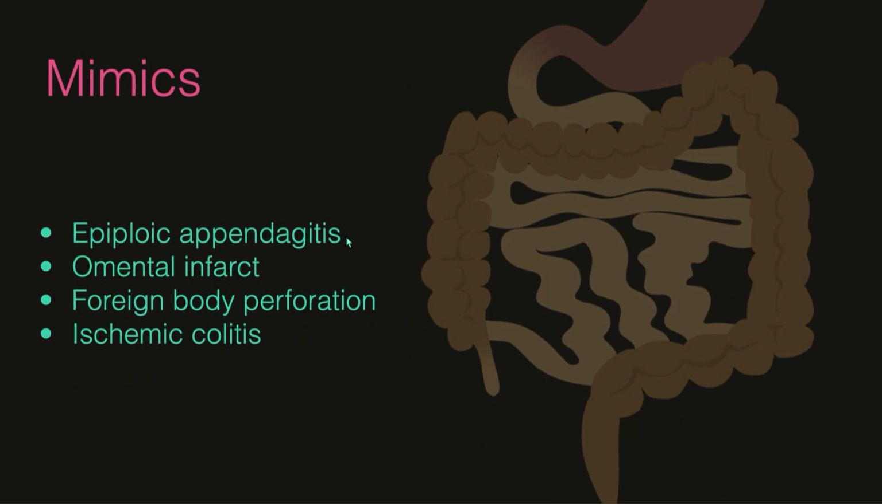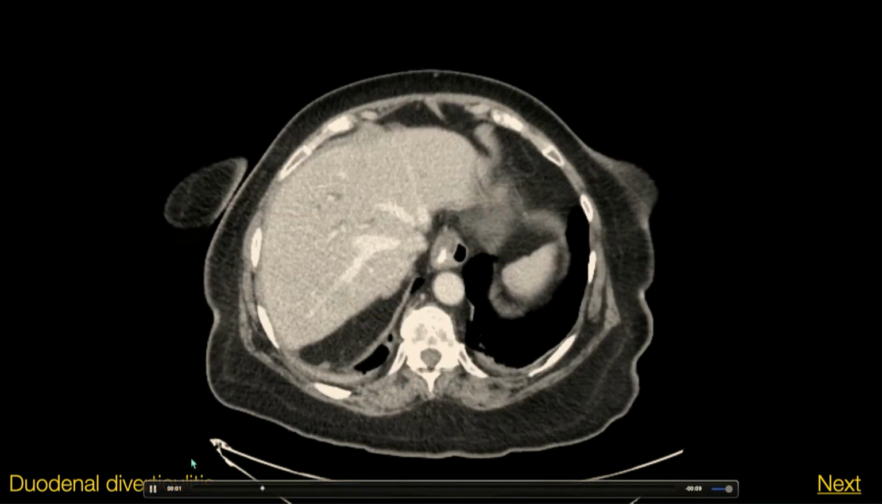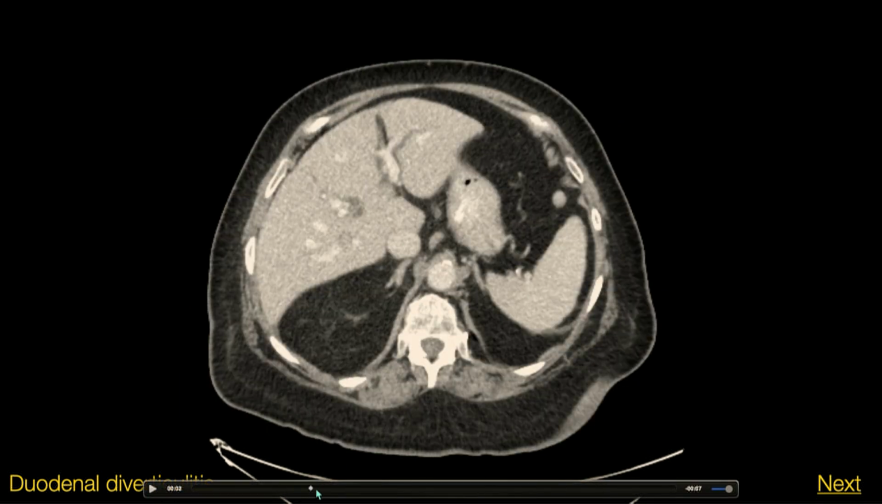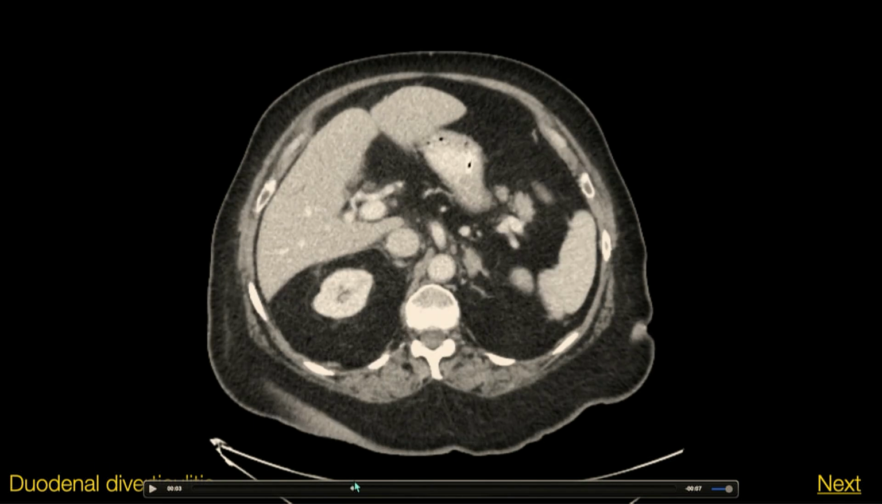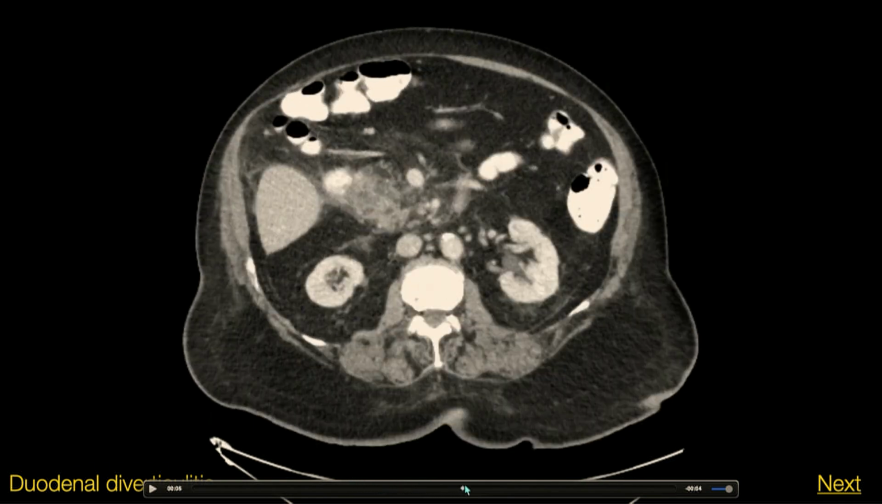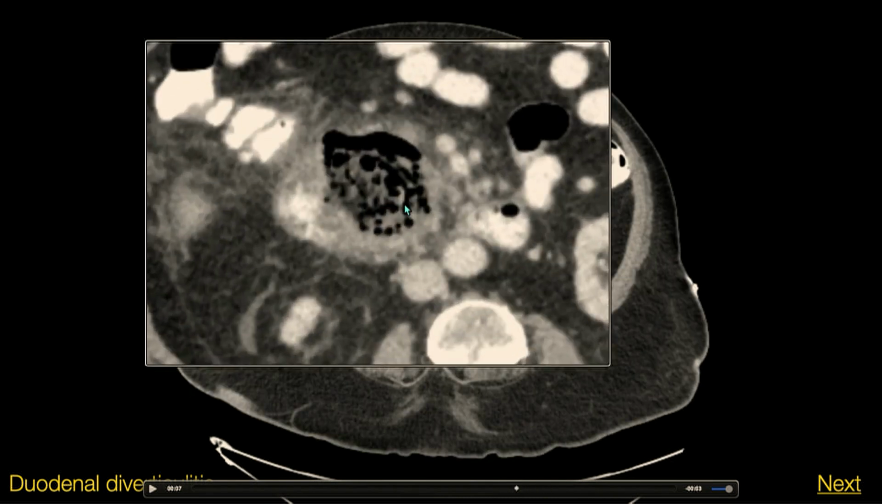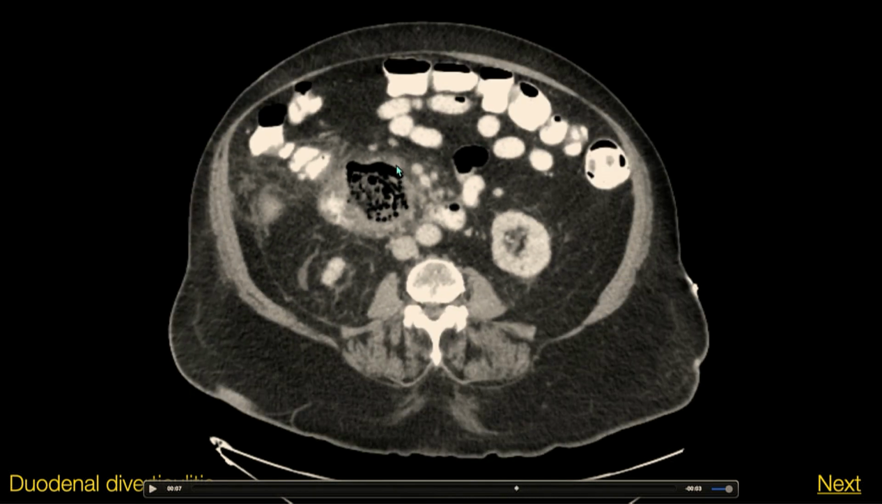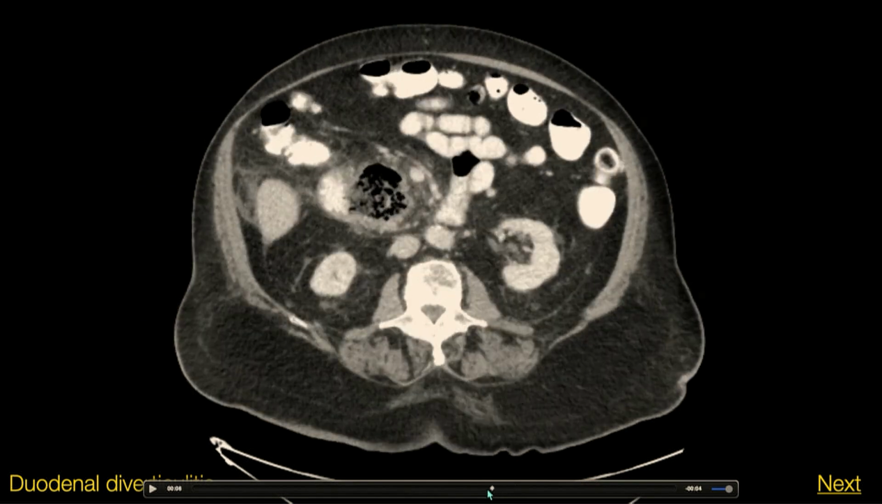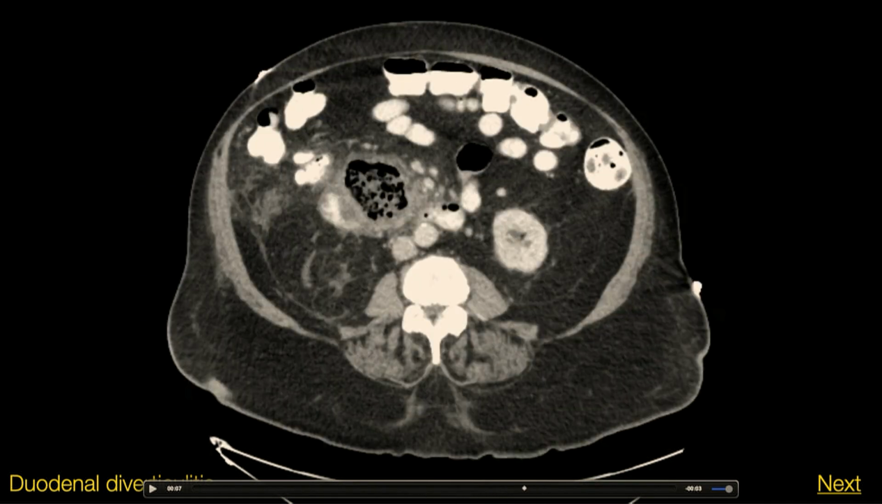When we get into the mimics, we're going to talk about epiploic appendicitis, omental infarcts, foreign body perforation, and ischemic colitis. We are starting with our first case of duodenal diverticulitis, and this one is not an eye test. There it is in all of its glory. So kind of this big, inflammatory-looking collection containing mottled air right along the pancreaticoduodenal groove.